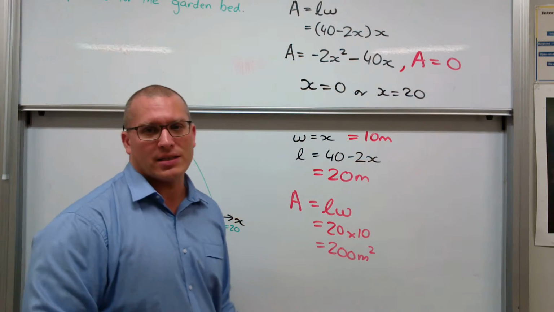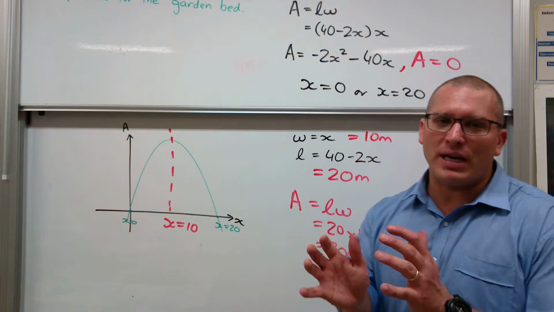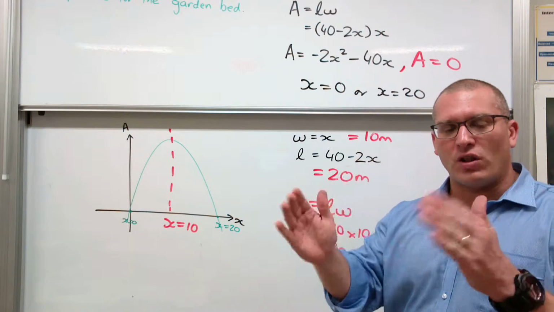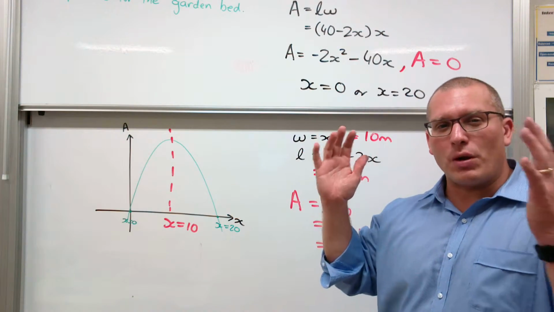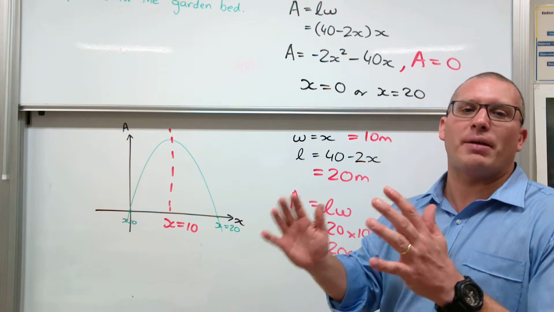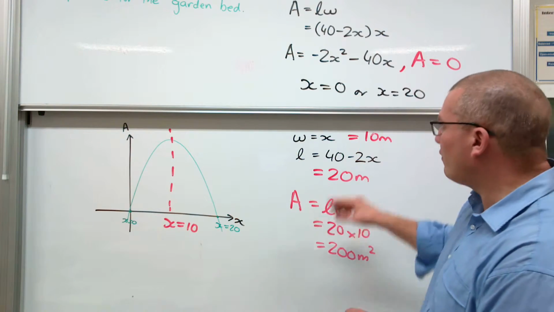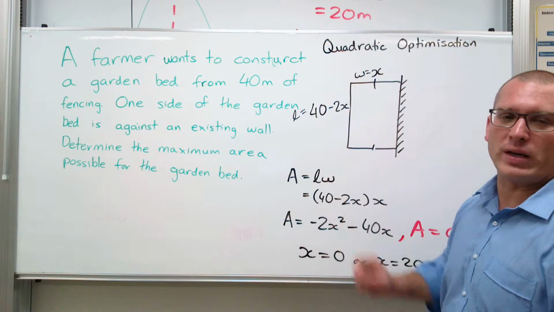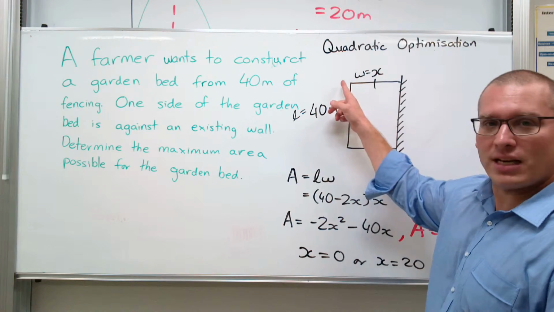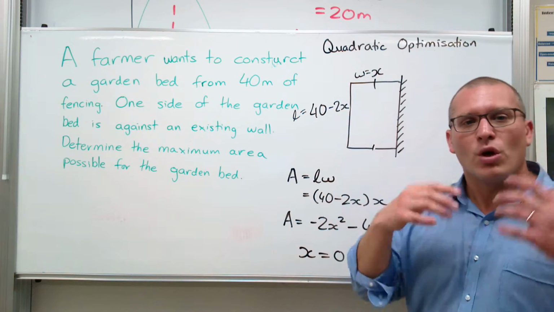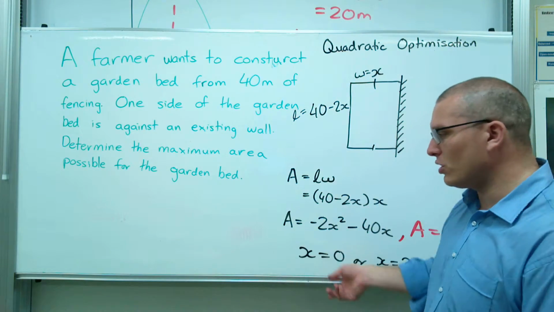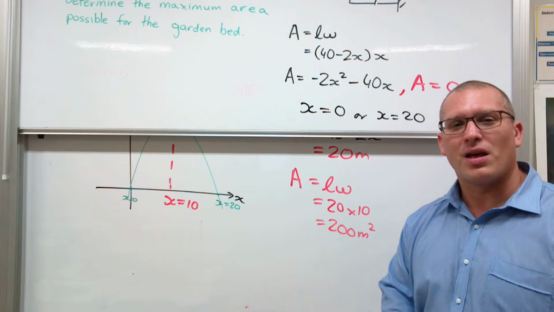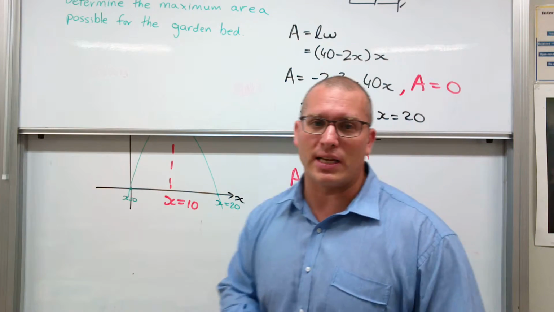So what we're saying is, if we had 40 meters of fencing, you can have a whole range of different values of your length and width, but to get the very most area from that garden bed as possible, you would have to have sides of 10 by 20. 10 meters here, 20 meters there, 10 meters there, 40 meters of fencing used for a maximum area of 200 meters squared. So again, what was the process?